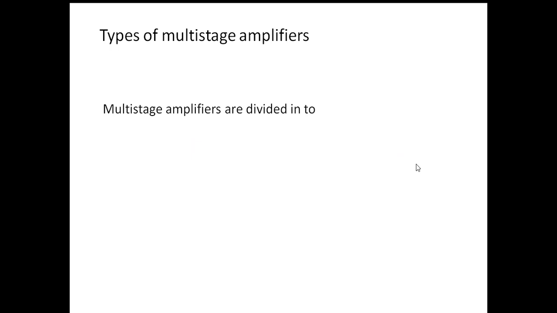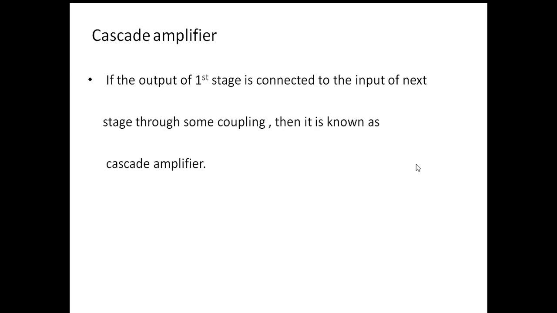Here are the types of multi-stage amplifiers. The multi-stage amplifiers are divided into two: cascade and cascode amplifiers. There is a lot of difference between these two, cascading and cascoding. Let us see. What is a cascade amplifier? If the output of the first stage amplifier is connected to the input of the next stage through some coupling, then it is known as cascading or a cascade amplifier.